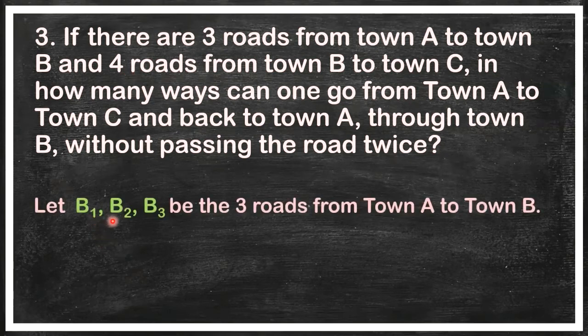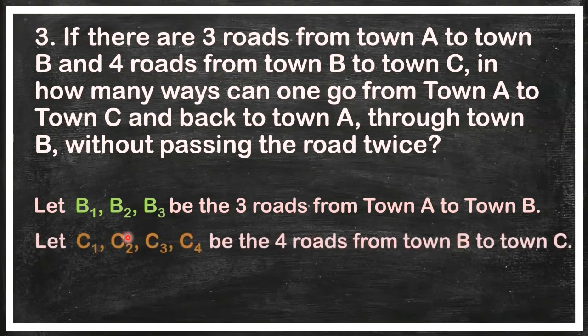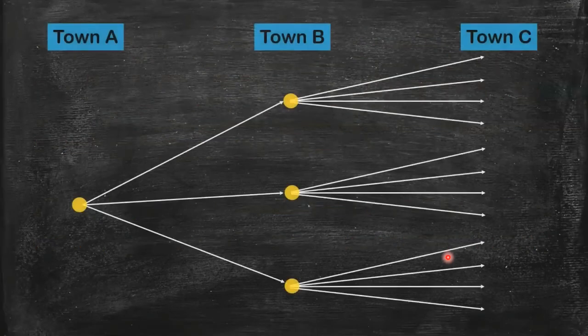Okay, let's have B1, B2, B3 be the 3 roads from town A to town B, and C1 up to C sub 4 be the 4 roads from town B to town C. So ito yung tree diagram niya. Hindi ko na iisa-isahin kasi by this time, dapat expert na kayo gumamit ng tree diagram.